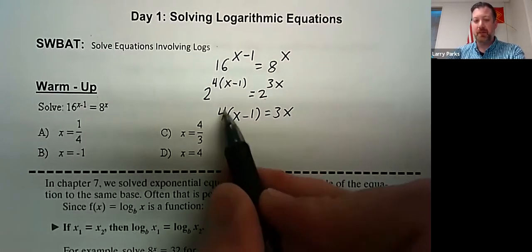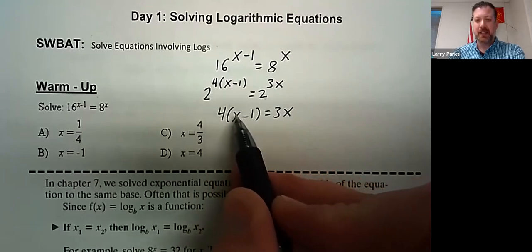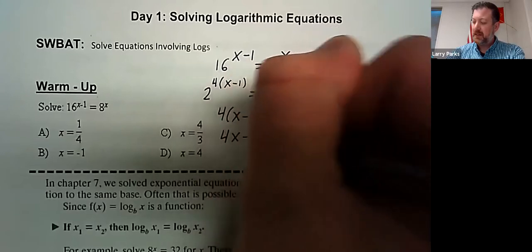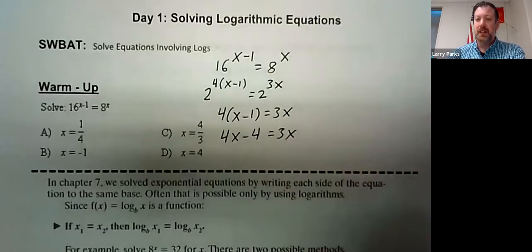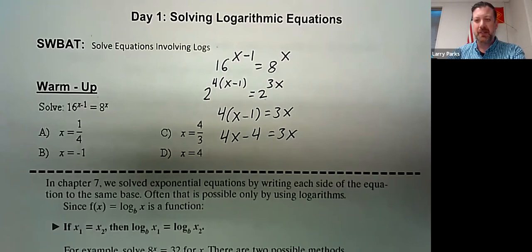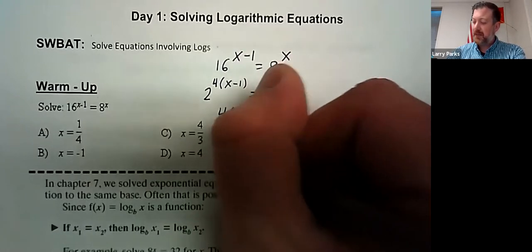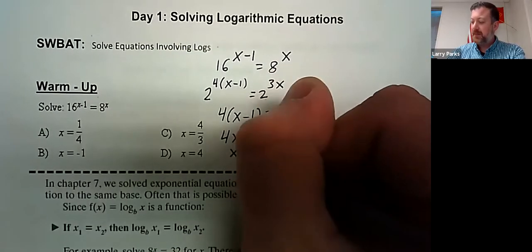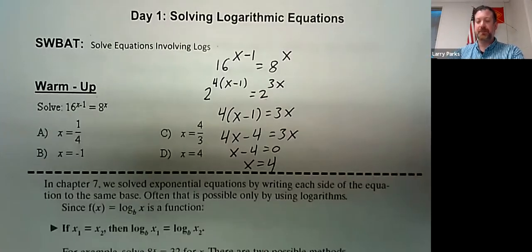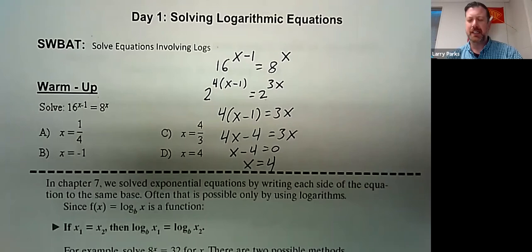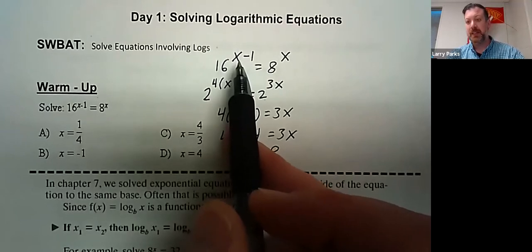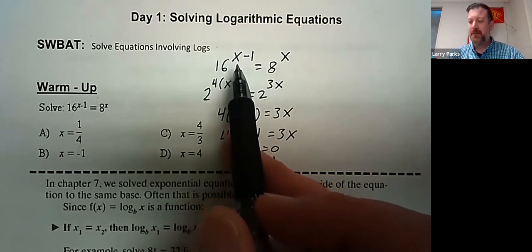From there, distribute the 4: 4 times x, 4 times negative 1. Subtract 3x from both sides, and I get x minus 4 is 0. Add 4 to both sides, and I get x is 4. So that's method 1 on how to solve if you have an x in the exponent or a variable. So I would call this method 1.